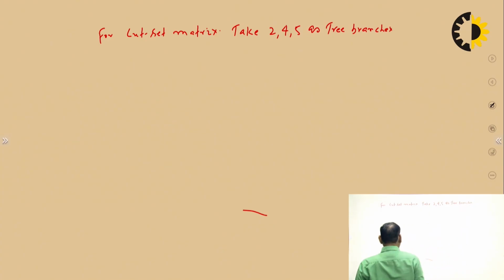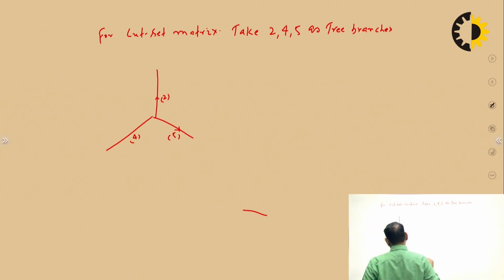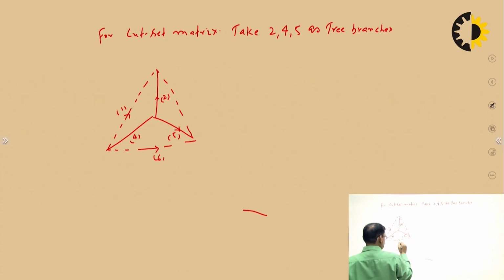So you have to select a tree. The tree is like this: this is 2, this is 4, this is your 5, and this is your 2. So these are the tree branches. The remaining branches are links. If you select a tree, the remaining branches are links. So this is your 6, this is your 1, and this is your 3.